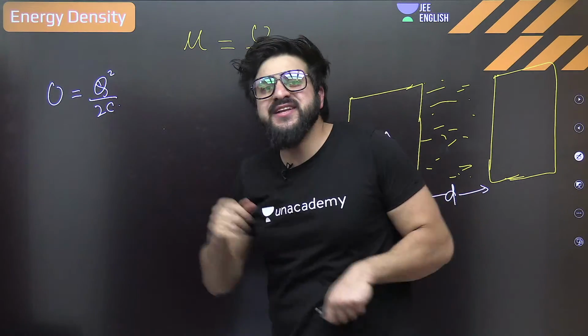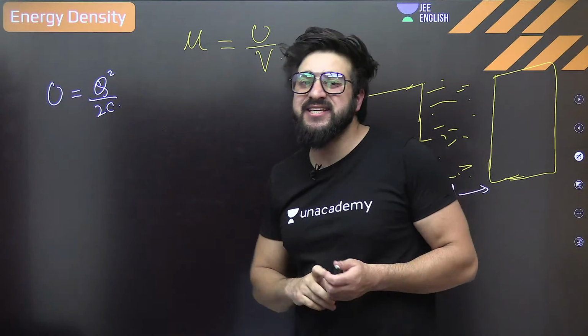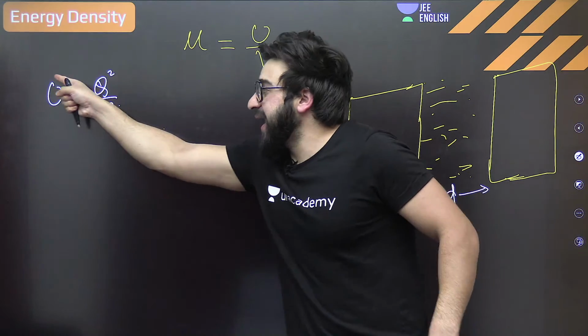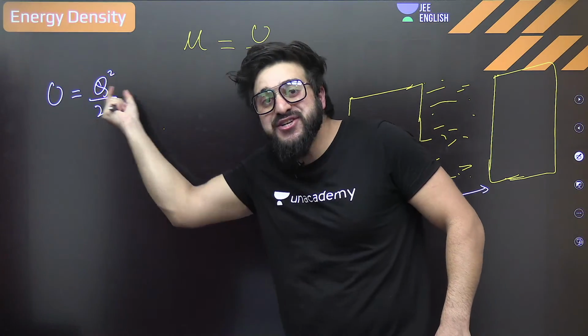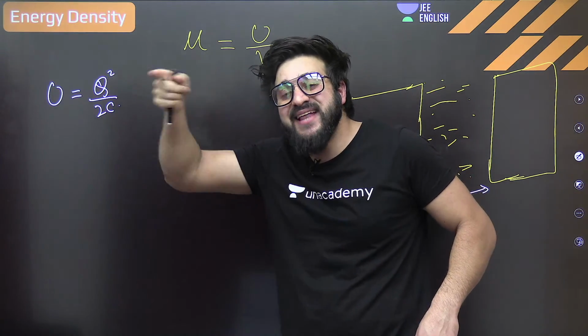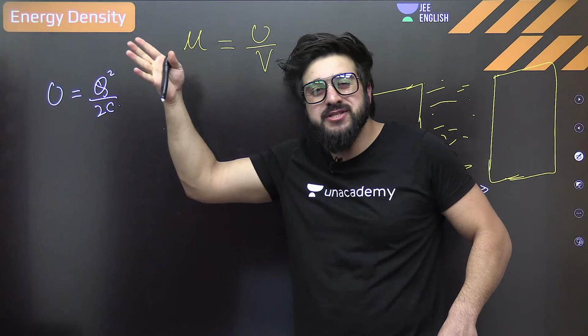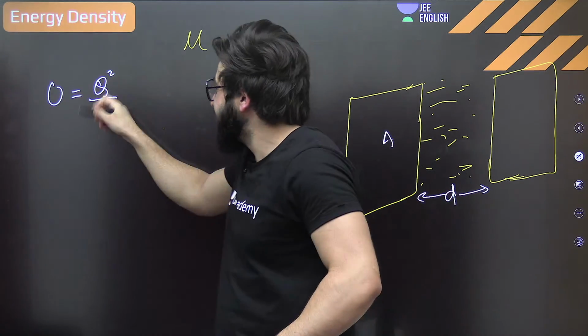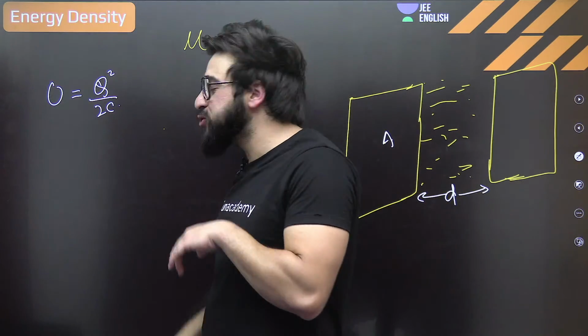Now how can you find the Q over here and how can you find the C over here? This is the energy in terms of charge and capacitance. In terms of C and V, that was 1 by 2 CV square. There was some other formula also, I forgot that. And this is Q square by 2C.